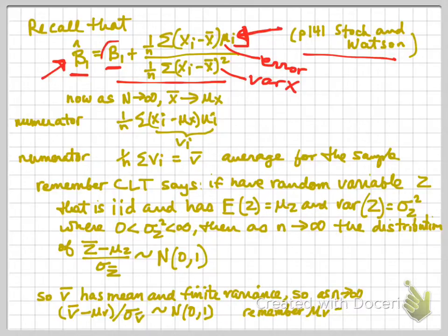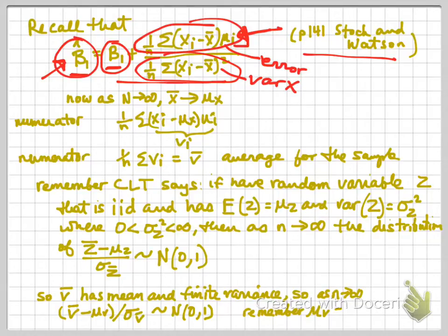And that's because beta 1 is just a number, so it's not a random variable, doesn't have a distribution. And the denominator here is the variance of x. It's also just a number. It's the variance of the explanatory variable x. So the distribution of beta hat is going to depend on what the distribution of this term is, the sum of xi minus x bar ui.